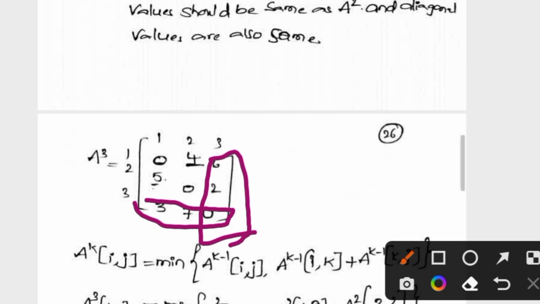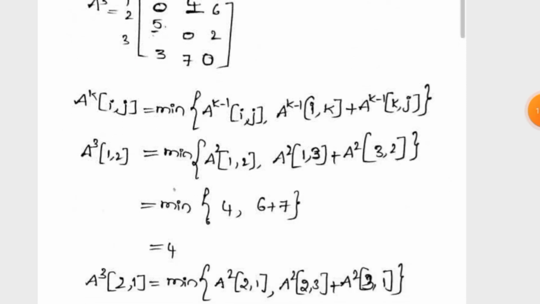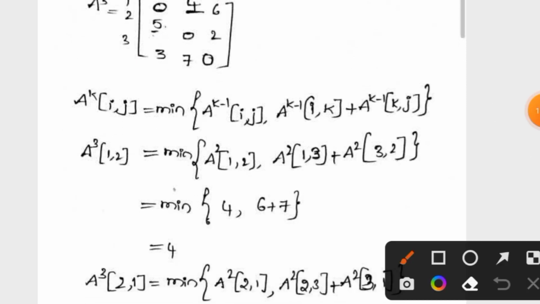Here, 1 comma 1 value is 0, so no need to calculate this position, and 2 comma 2 position is also 0, so no need to calculate this value. Next we have to calculate the 1 comma 2 position and the 2 comma 1 position values. For that we use the A power 2 matrix. A power 3 of 1 comma 2 is the minimum of A power k minus 1. Here the k value is 3, so 3 minus 1 means 2, and this is i and this is j.